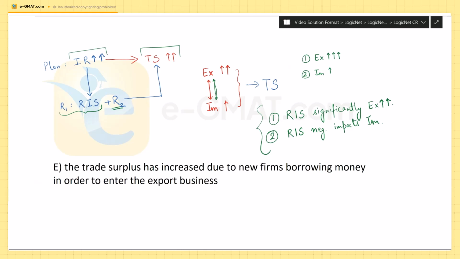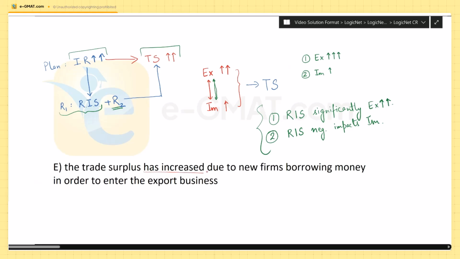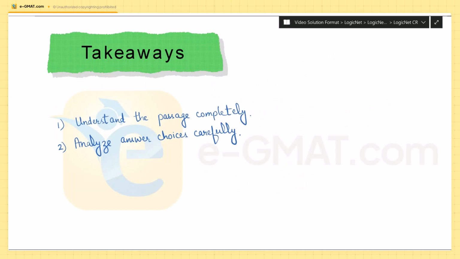Coming to choice E, the trade surplus has increased due to new firms borrowing money in order to enter the export business. So choice E presents the reason behind the increase in trade surplus. Now, is this reason relevant? No. The reason is not relevant, and therefore choice E is also incorrect.